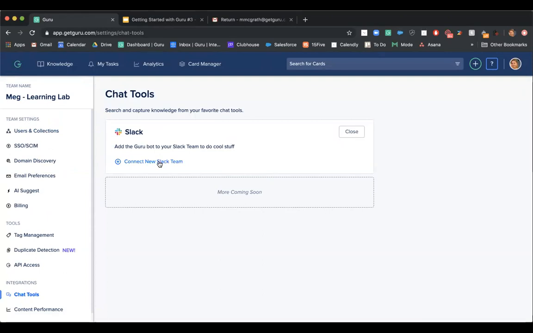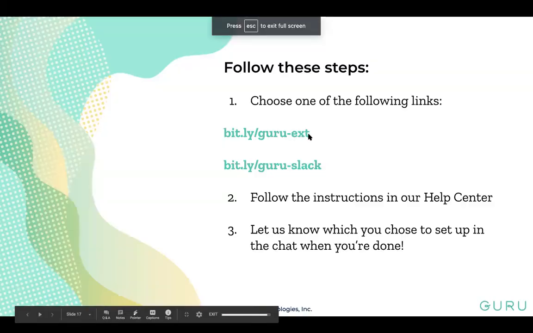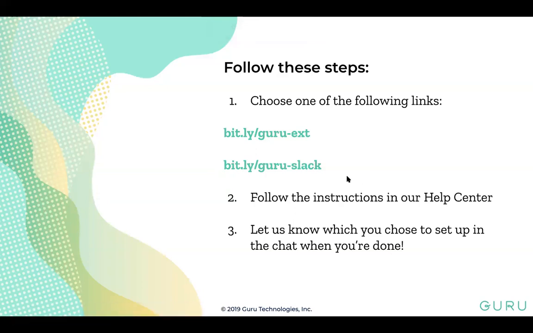So feel free to do that if you already have the extension. And if you don't have the extension, you can follow this link right here to download that. And if you want more information about downloading the Slack bot, there's some more information here as well. So we'll give you guys a few minutes to carry out these actions. If you have any issues, just jump in the chat.